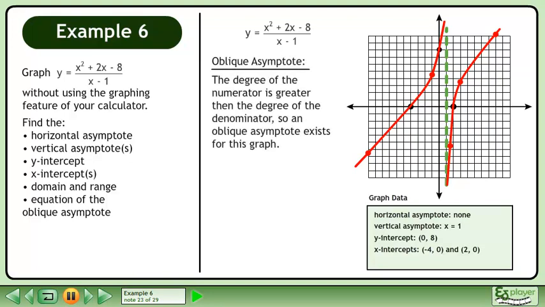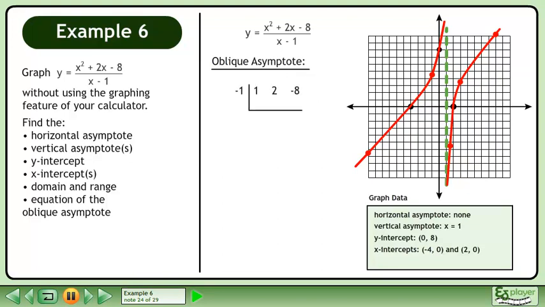Finally, we'll find the equation of the oblique asymptote. The degree of the numerator is greater than the degree of the denominator, so an oblique asymptote exists for this graph. Set up the synthetic division. Complete the synthetic division.